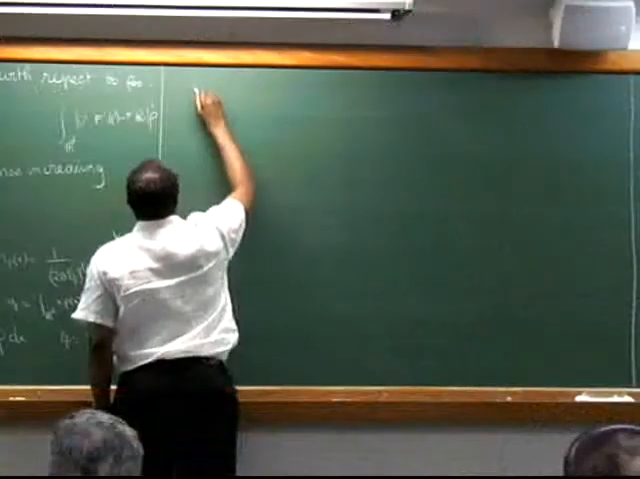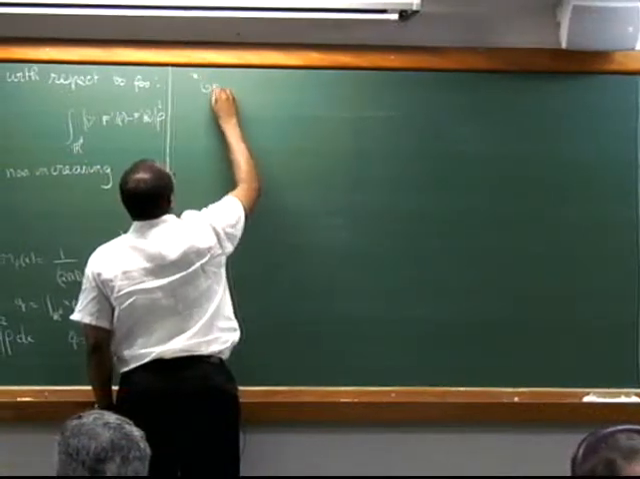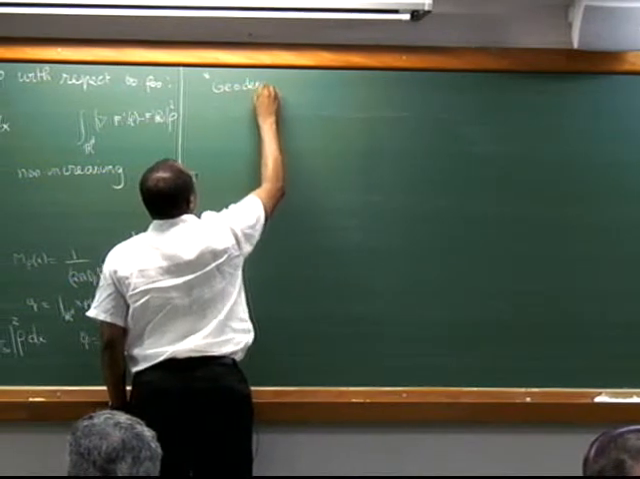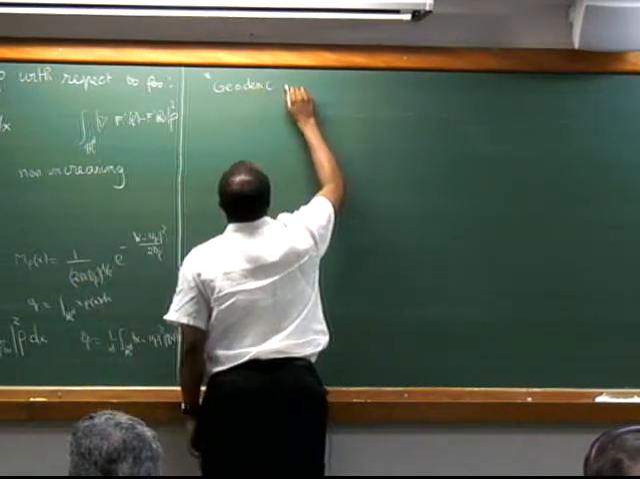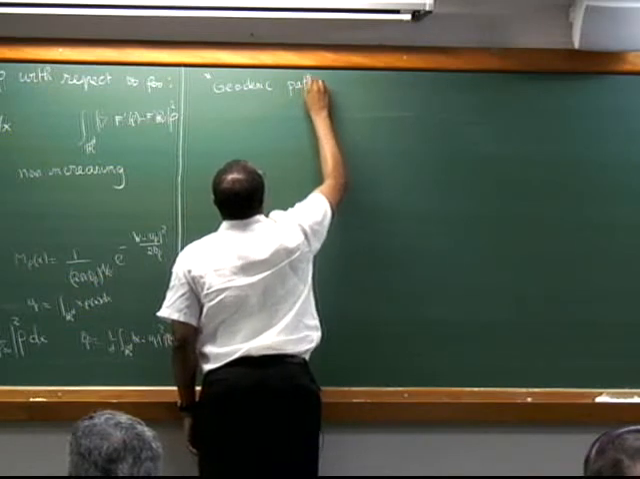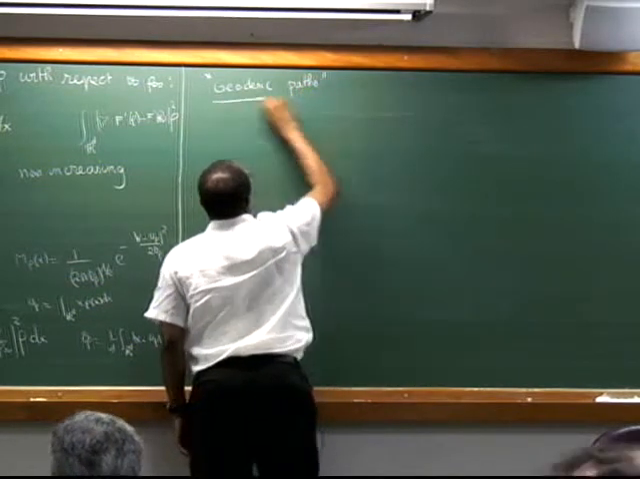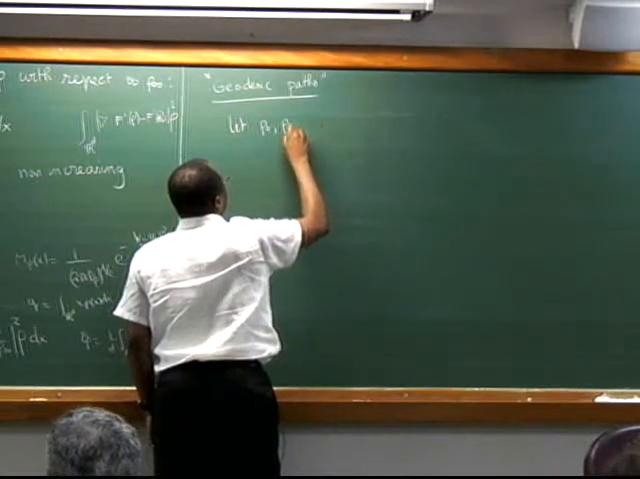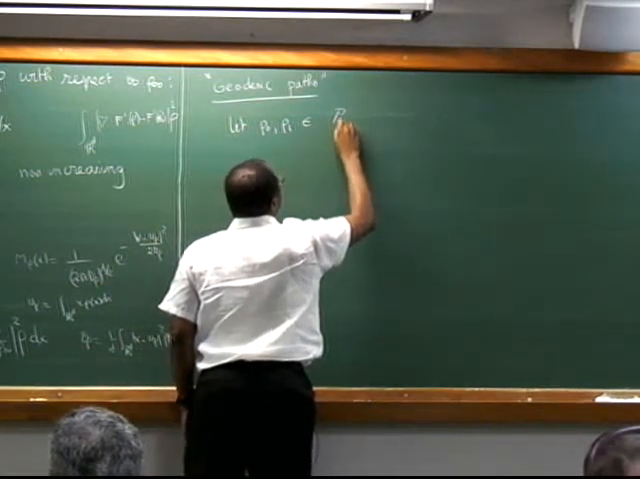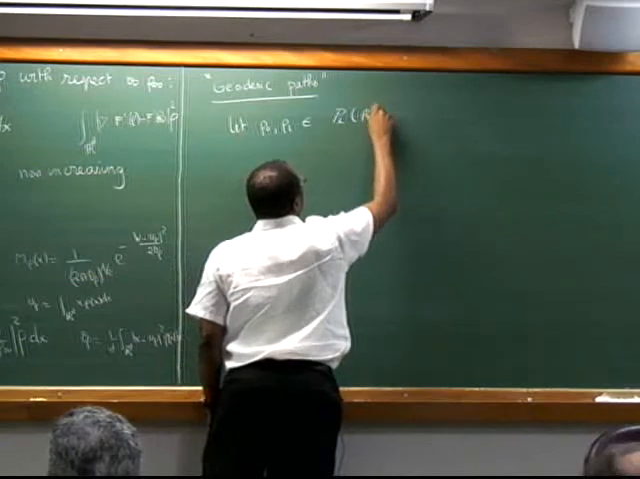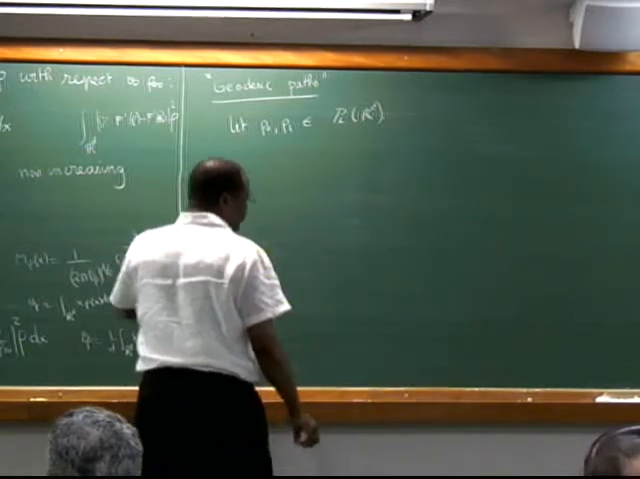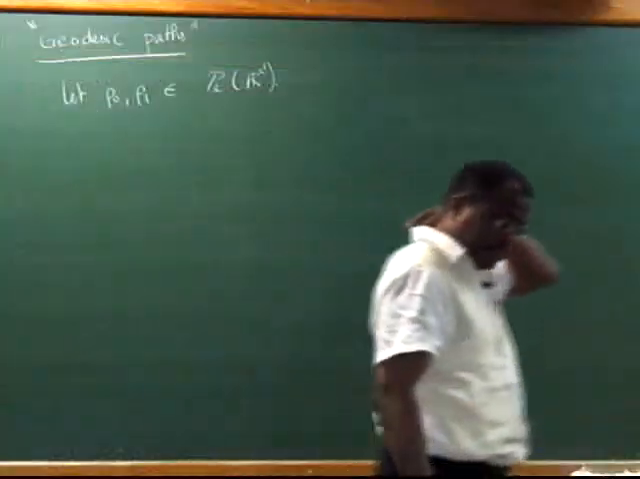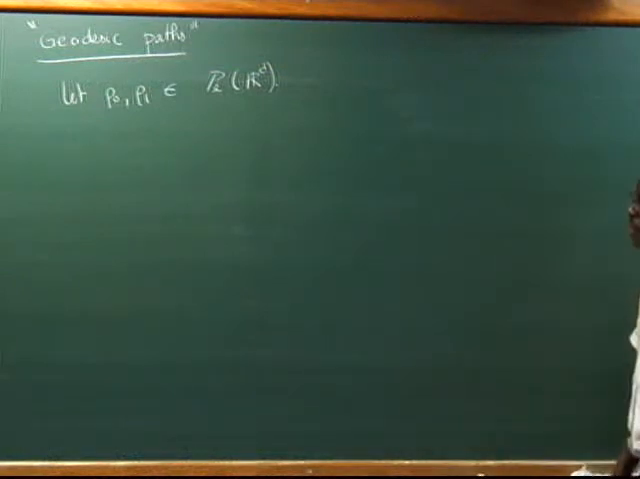Okay. Geodesic, in quotation marks, because I haven't proven that they are geodesic. Let rho naught, rho 1 be two probability measures of bounded second moment. So the integral of rho naught is 1, the integral of rho 1 is 1, and the integral of x squared rho naught is finite.